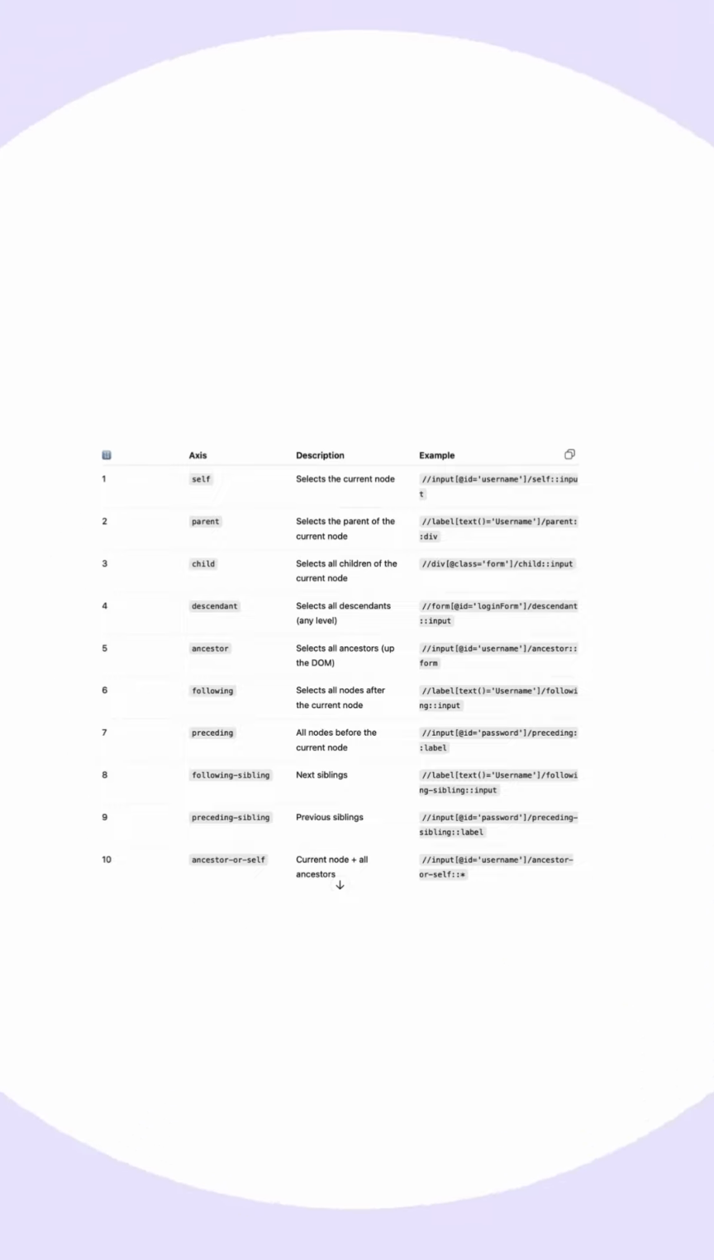Ancestor. What it does: selects all ancestors, parent, grandparent, etc., of the current node. When to use: when you need to move up through multiple levels of parent containers. Following. What it does: selects all elements that appear after the current node in the DOM. When to use: when you want any elements that come later in the document structure.